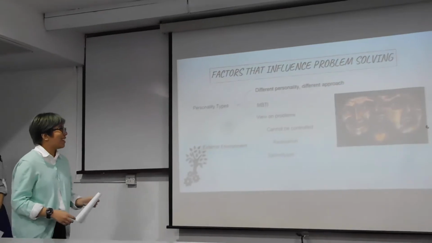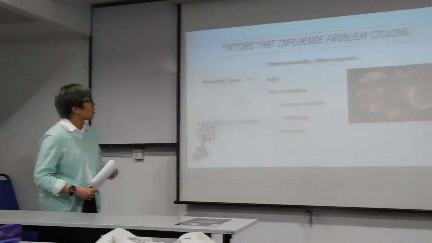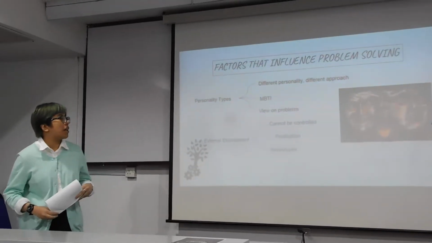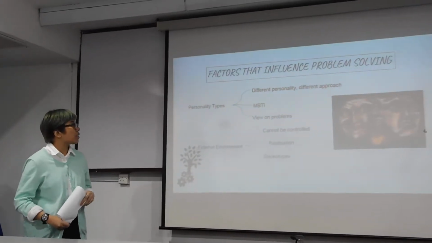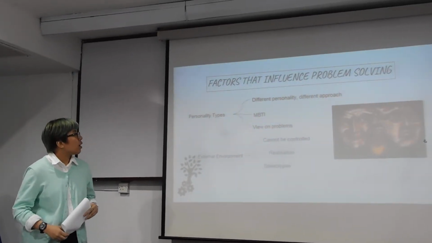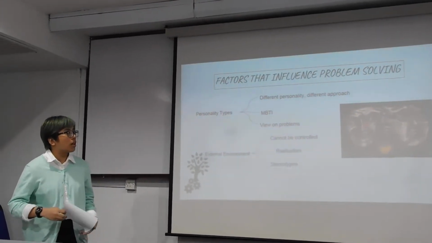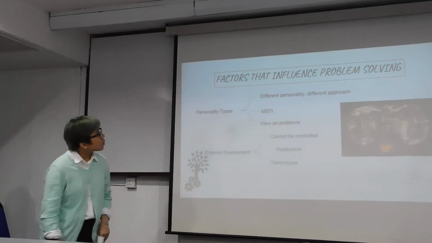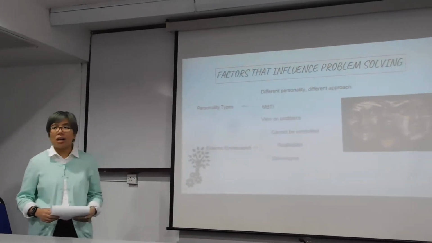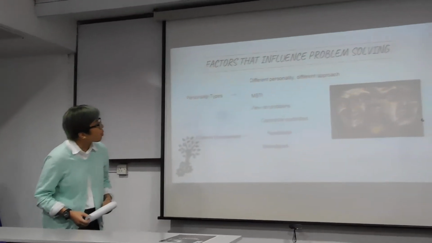Sorry, I'm nervous. I'll be talking about the factors that influence problem solving. There are two that I'll be talking about. The first one is personality types. I'm pretty sure you know what MBTI is. It's the Myers-Briggs Type Indicator, and there are 16 types of personality. Each personality has different approaches to solving their problem. For example, an extroverted person would probably want feedback from their friends before they make a decision and solve their problem.